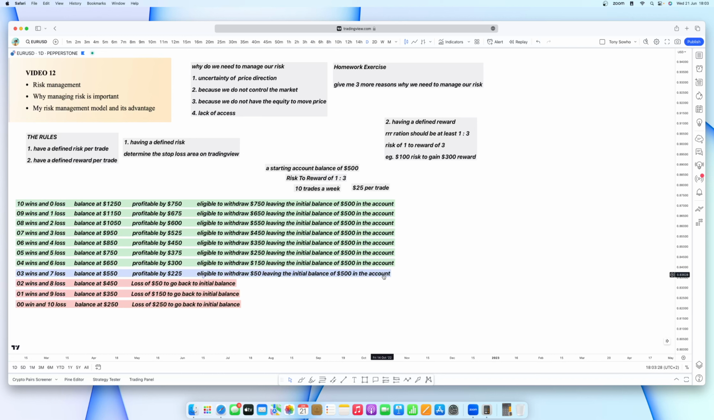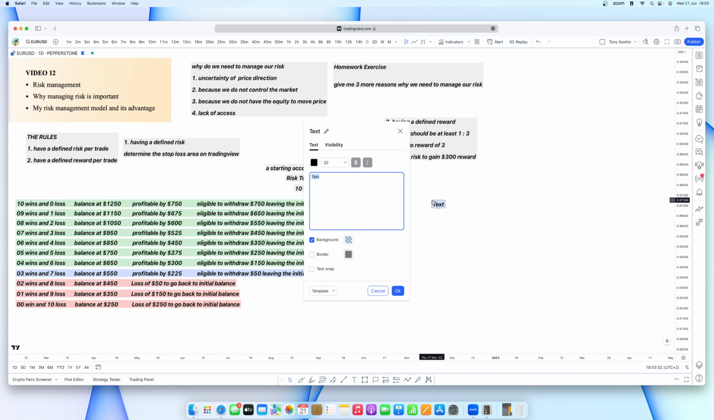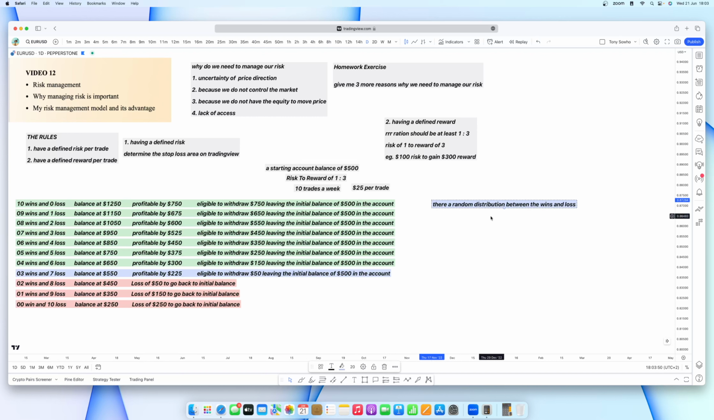Now, another important thing I need to tell you, which you're going to be watching in phase 2 as regards psychology, is that there is a random distribution between the wins and loss. And what do I mean by this? There is a random distribution between wins and loss.